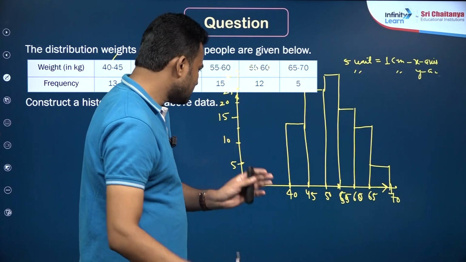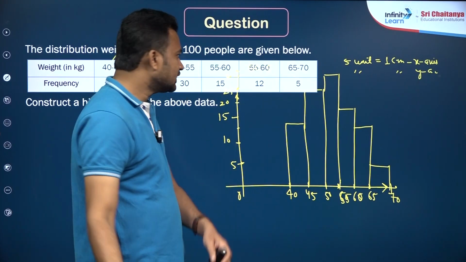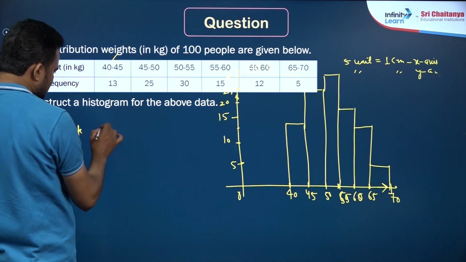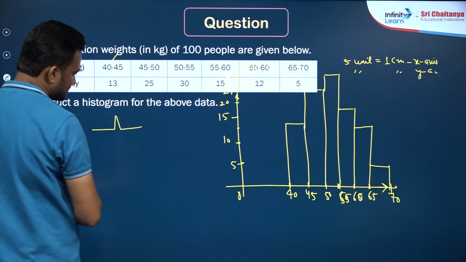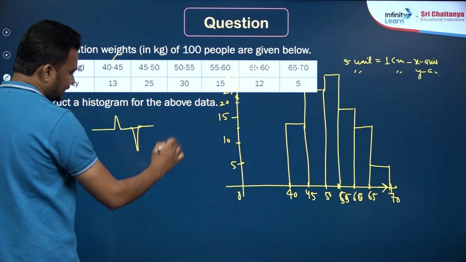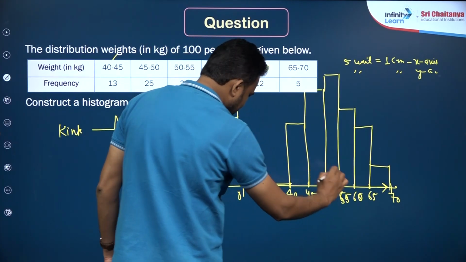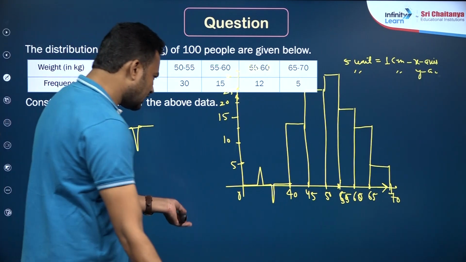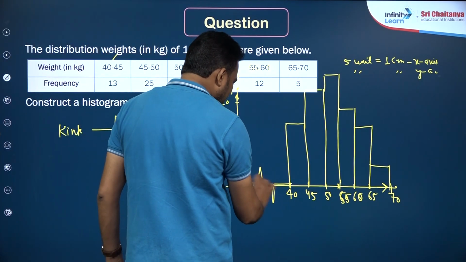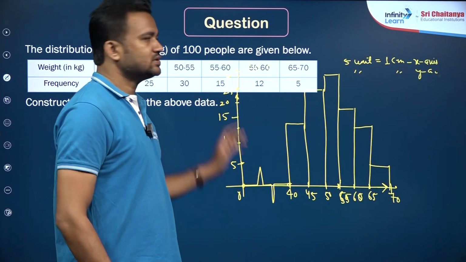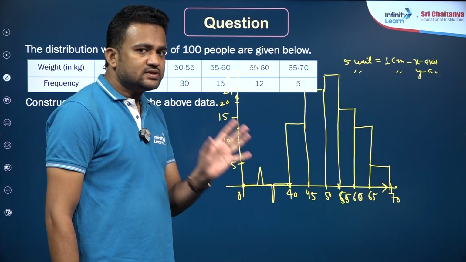Now there is no information between 0 to 40, so we will use the king symbol. Which symbol? King symbol over here. So what is king symbol? This symbol is called as king symbol, like this, right? So draw the king symbol simply. This king symbol denote that there is no information between 0 to 40. So this is the histogram for this data, right? So hopefully this is clear to everyone.